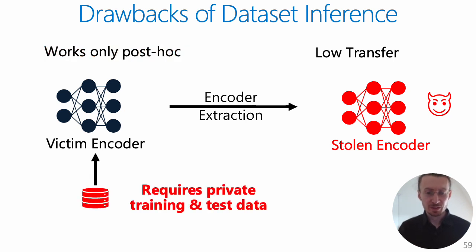The second drawback is that dataset inference requires private training and test data. However, very often the data used to train the encoders is public. For instance, the training of the GPT-3 model was done on scrapes from the internet. We also showed that it is possible to run dataset inference when only a small subset of the training data is private, a so-called seed. However, the method's performance, meaning the detection of the theft, degrades the smaller the private training set of the encoder.